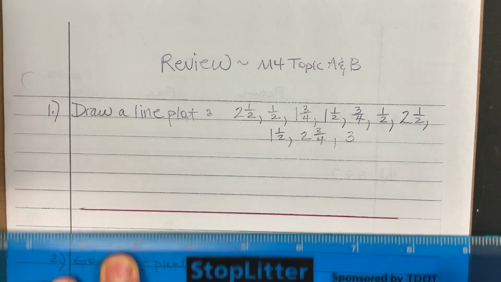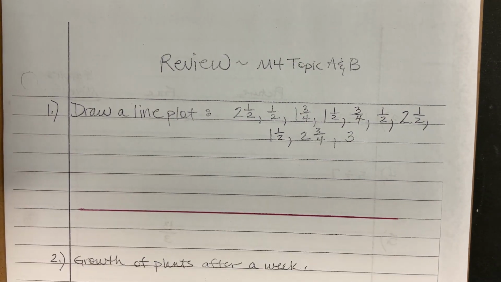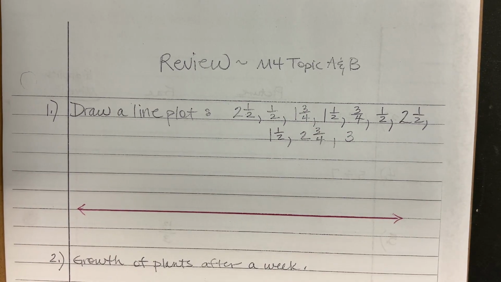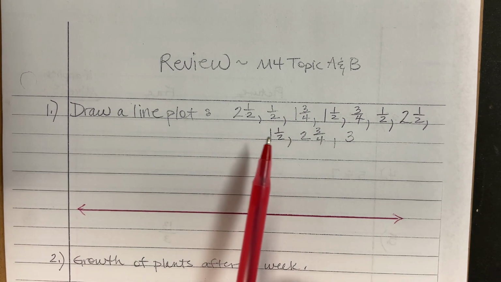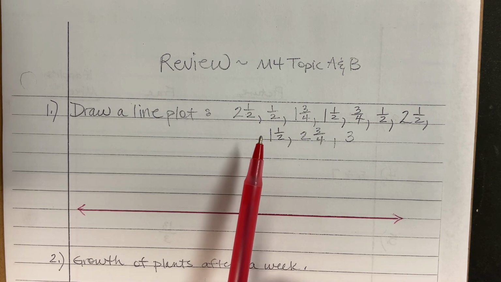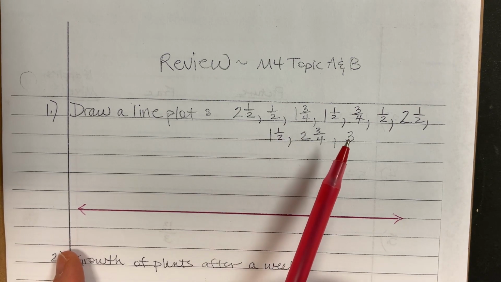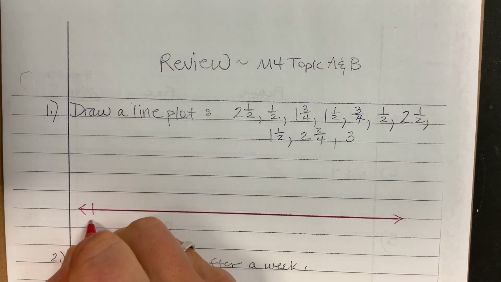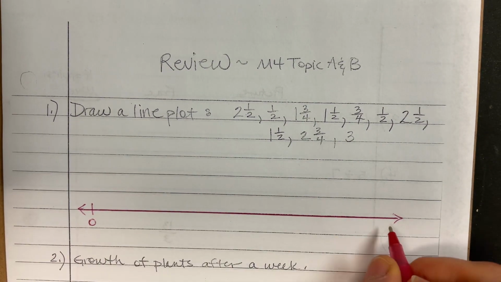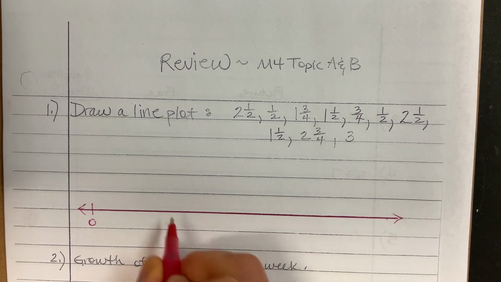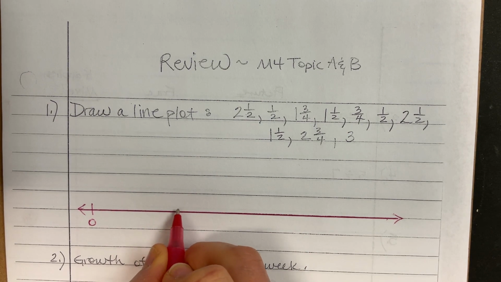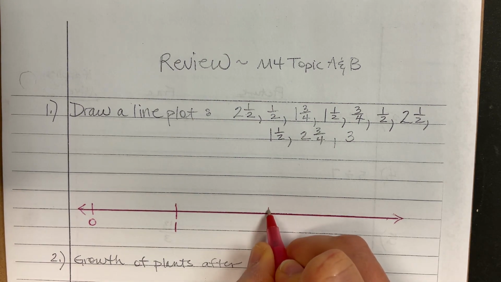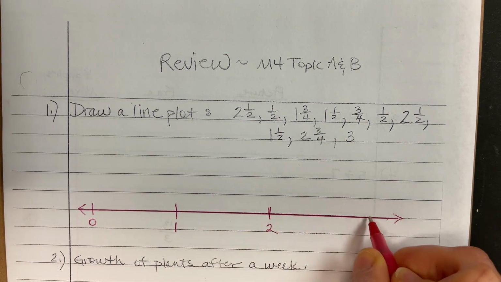for you. Okay, so I draw a number line, and then I have to decide what numbers to put on my number line. Well, if I look at my data points, notice that they range, I will start at 0 and they go up, the highest data point is 3. So I'm going to start with 0 and I'm going to space this out to 3 wholes. So let's say this is about 1 whole, 2 whole, and 3.